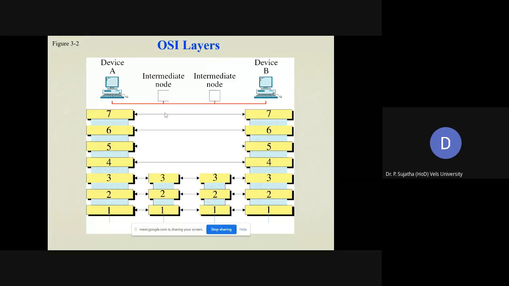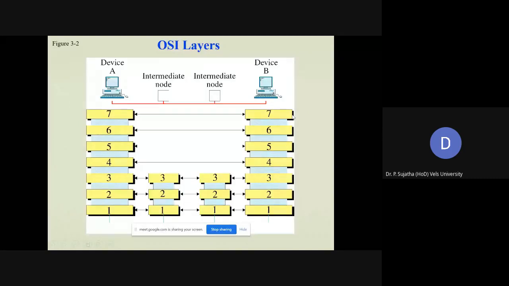Similarly, the information will be transmitted from device A to device B through the intermediate nodes. At last, the information will be transmitted from the last intermediate node to device B through the physical layer. Again, device B transmits the message "good morning" from the physical layer to data link, to network, to transport, to session, to presentation, and then to the application layer.